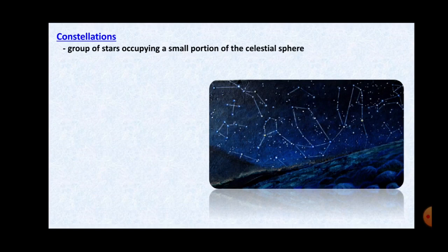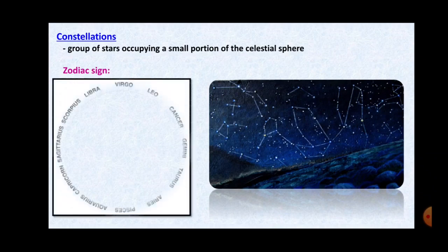But our ancient astronomers, they had put forward the idea of 12 zodiac signs, whereas Indian astronomers suggested the 27 nakshatras. Okay, so first we will go through the constellations. The very first one is zodiac sign.